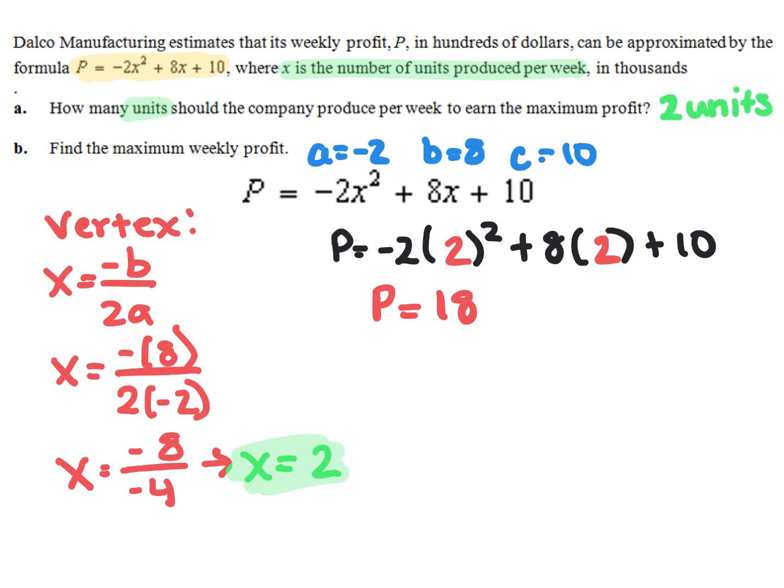And it also says the next part is find the maximum weekly profit. The weekly profit, P, in hundreds of dollars, is the value of P. So this means that since P is 18, your answer should be $1,800.